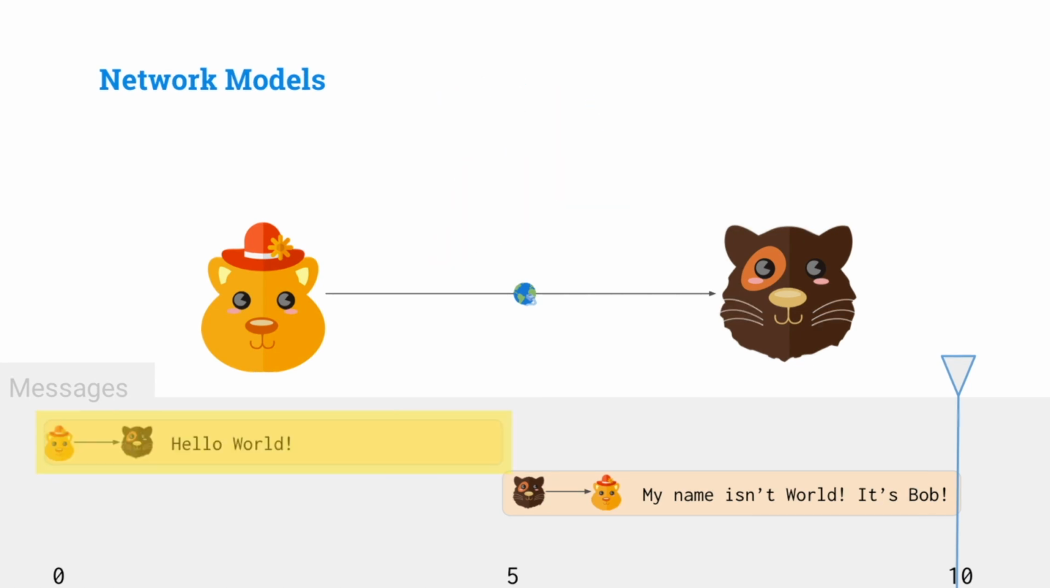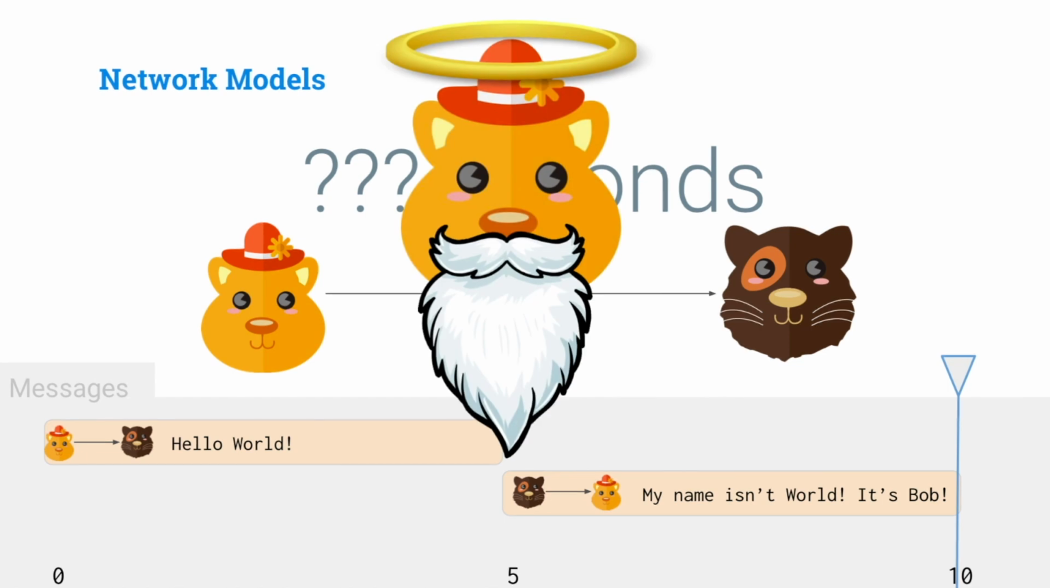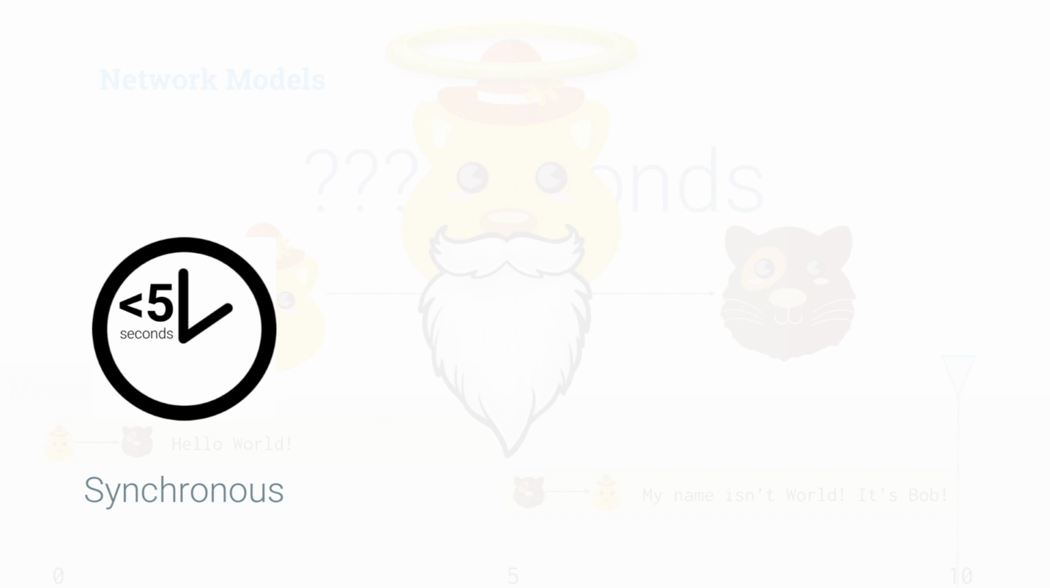Now, great, but this is exactly 5 seconds, and this is exactly 5 seconds. But really, we don't know how long messages normally take. This is kind of like God mode that we're playing here. And so what we'll do is come up with different models for our message propagation. One called synchronous, where we say there is an upper bound. We don't know exactly how many seconds a message takes to propagate, but we know it takes less than 5 seconds, for instance, or less than 10 seconds.